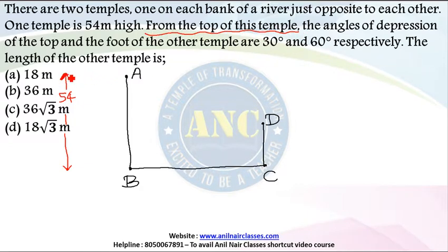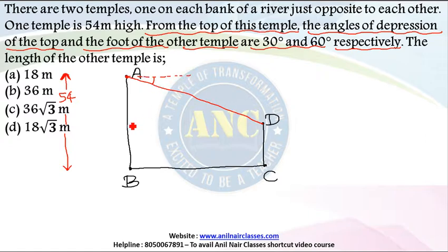which you are considering as 54 meter, that means from A, the angles of depression of the top and foot of the other temple are 30 degrees and 60 degrees respectively. Angle of depression of the top of the other temple, this particular angle is 30 degrees. Next, the angle of depression of the foot of the other temple, this particular angle is 60 degrees, as given in the question.